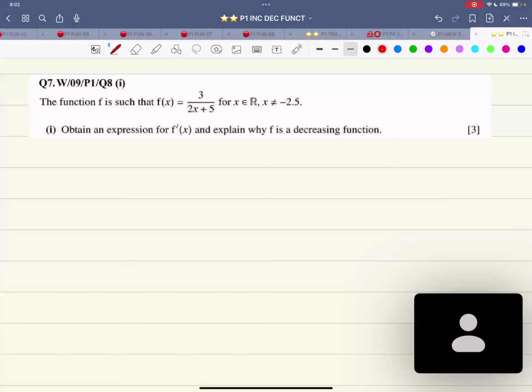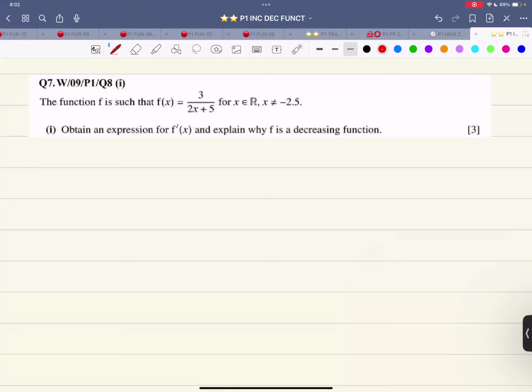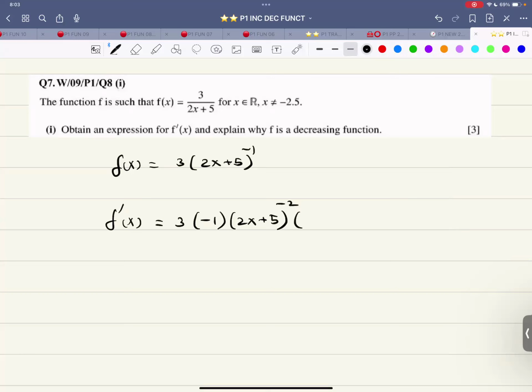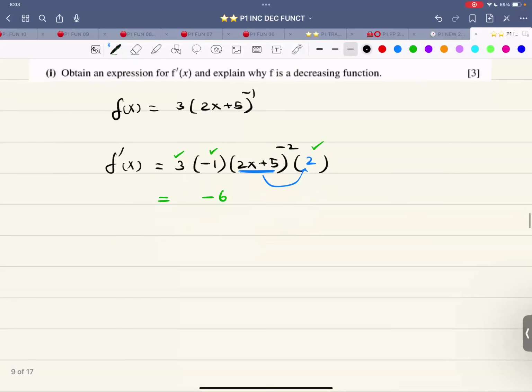So everyone now have a look at the solution of this particular question. The question says f x is such and such. So f x equals 3 bracket 2x plus 5 raised to power of -1. Now, when I differentiate it using chain rule, 3 remains as it is, -1 comes down, 2x plus 5 power reduces by 1. Don't forget to multiply with derivative of bracket, which is 2. So now we have this 3, we have -1, we have 2, that is -6. And this thing over here, 2x plus 5 raised to power of -2 has to be taken down.